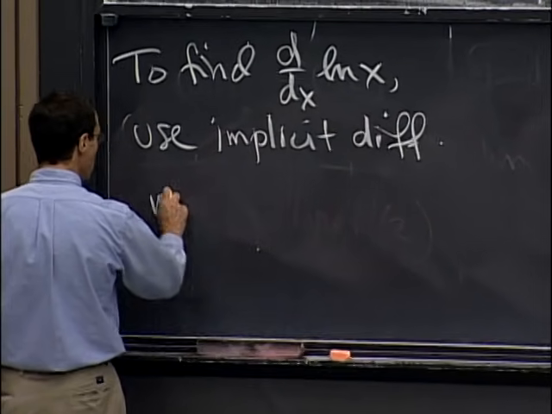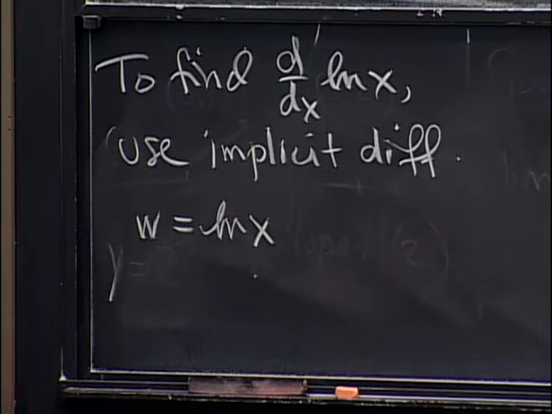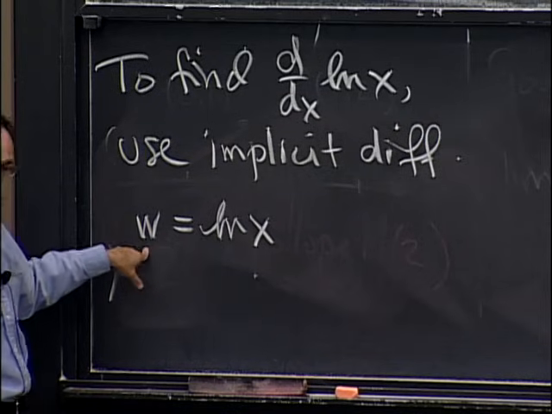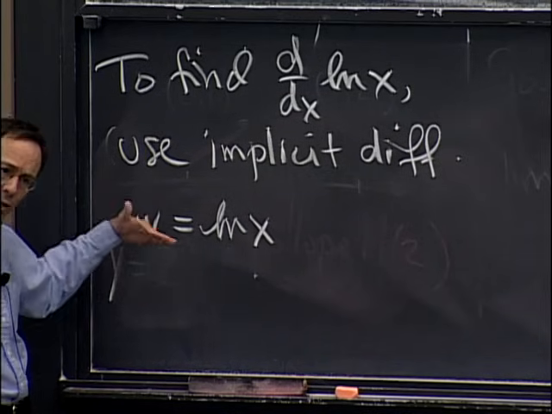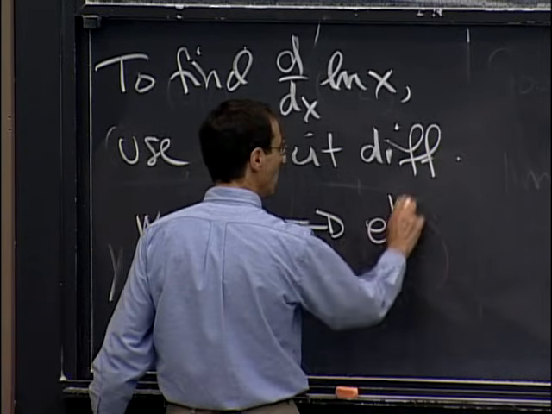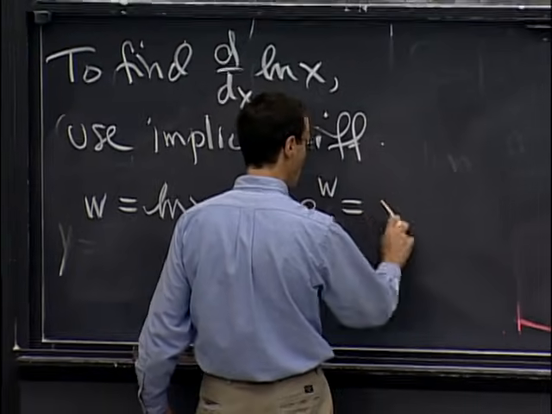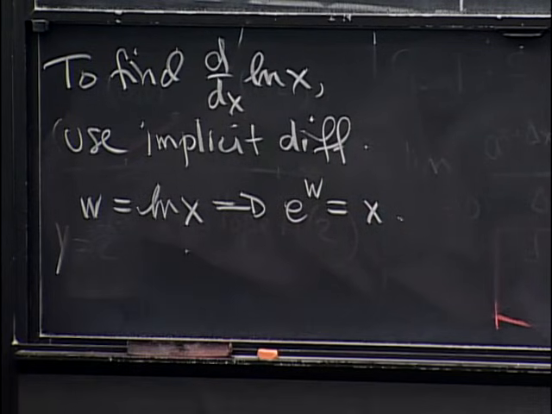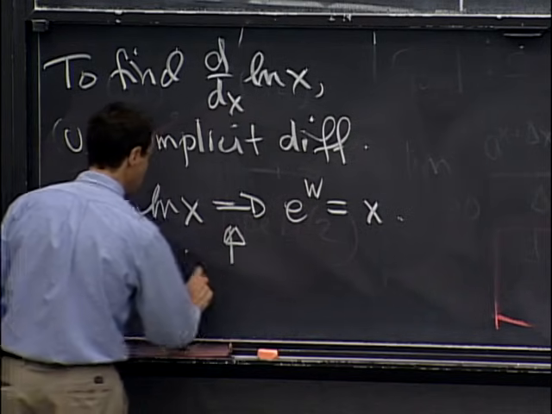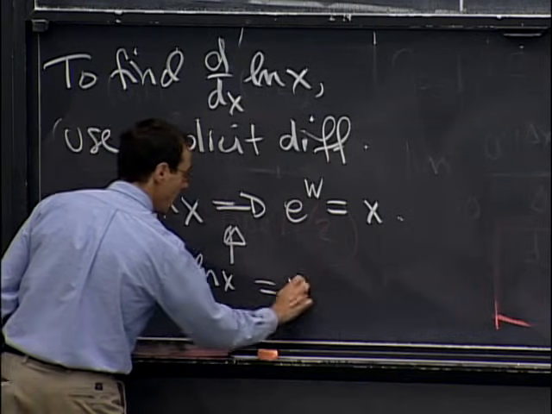You write down here w is equal to log x. All right, here's the function. We're trying to find the derivative of w. But now, we don't know how to differentiate this equation. But if we exponentiate it, that's the same thing as e to the w is equal to x. All right? Right, because let's just stick this in here. e to the log x is equal to x.